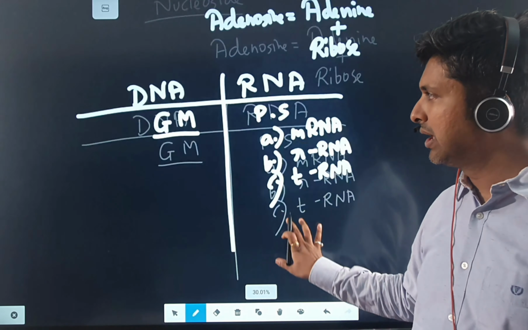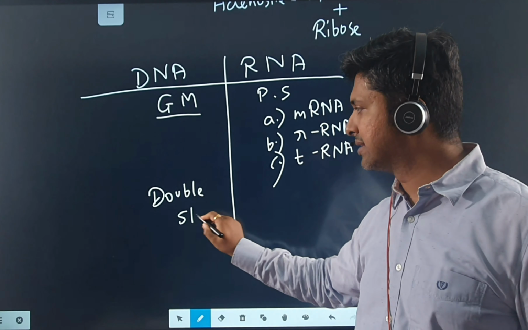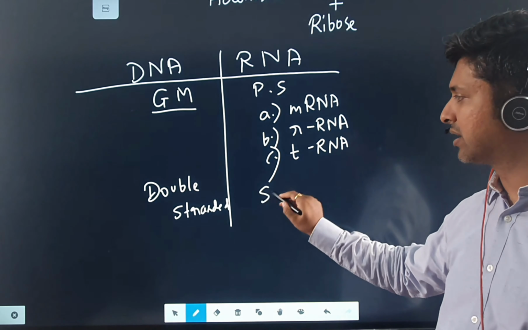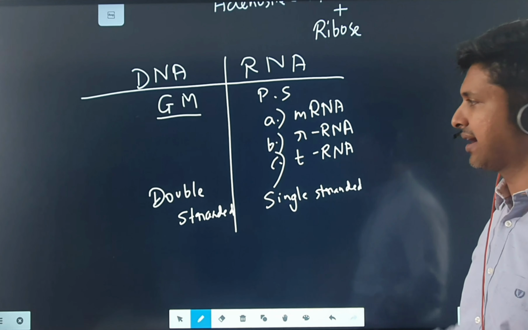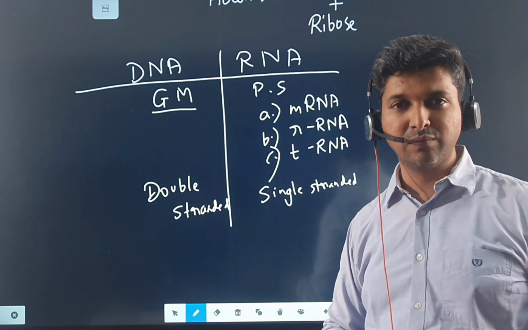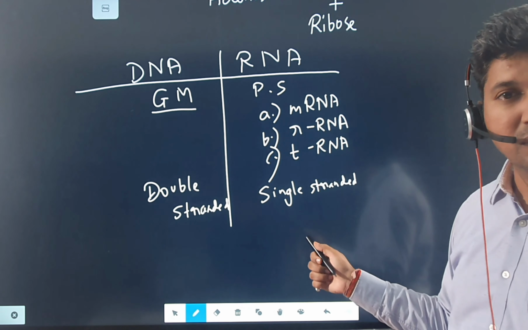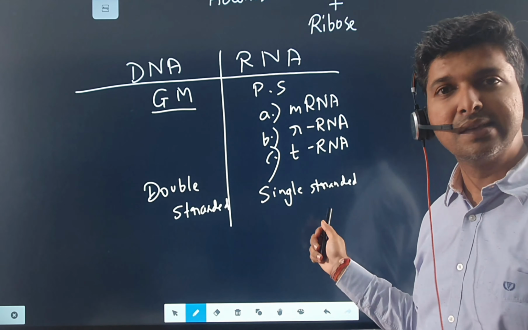Moreover, DNA is a double-stranded helical structure, and RNA is generally single-stranded. Another difference between DNA and RNA is that the second carbon of ribose in DNA does not have the oxygen, and the second carbon on ribose of RNA has an oxygen. So this is deoxy, this is oxy.